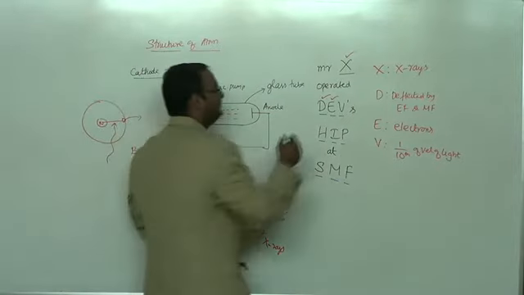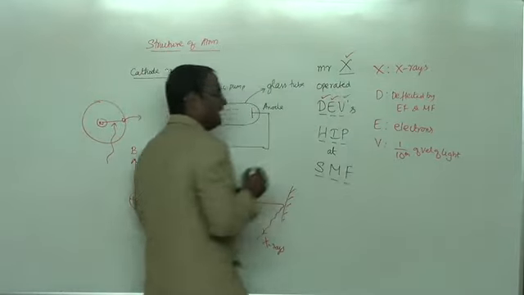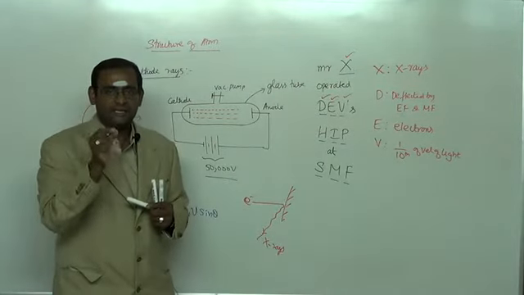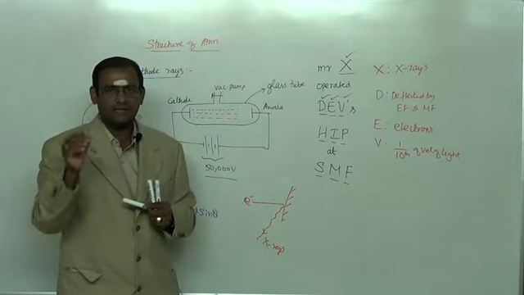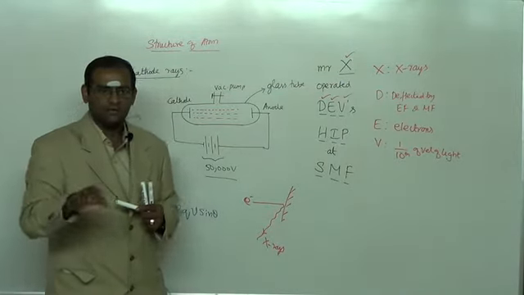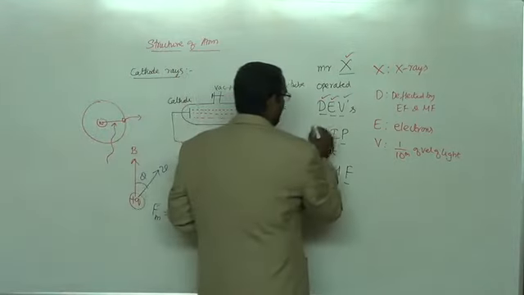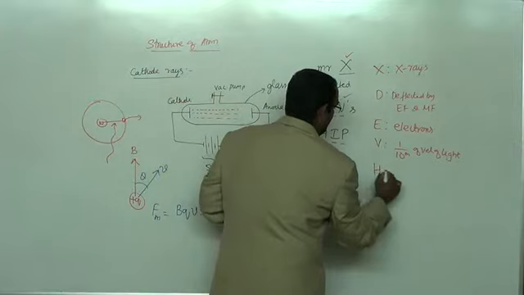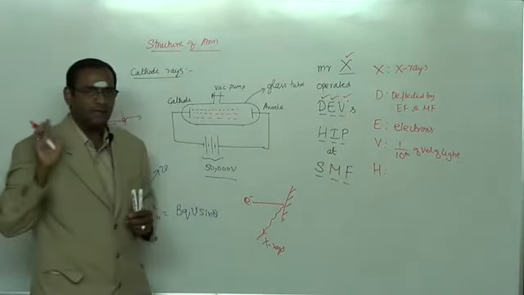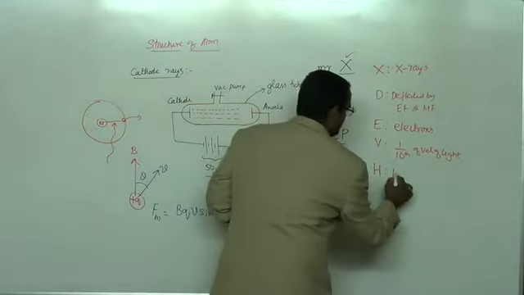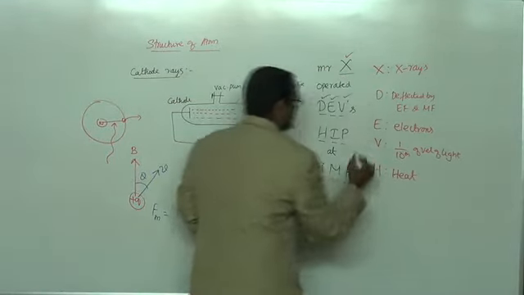That is the velocity of the cathode ray. Again, X stands for X-ray. D for they get deflected by electric and magnetic fields. E, they are nothing but electrons which are negatively charged particles. V, they travel with 1/10 of the velocity of light. Now what does this H stand for? When they hit a target, when they meet a solid target, they produce heat. So production of heat, H stands for heat.